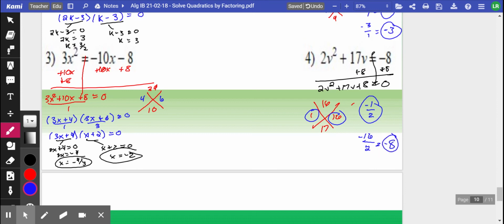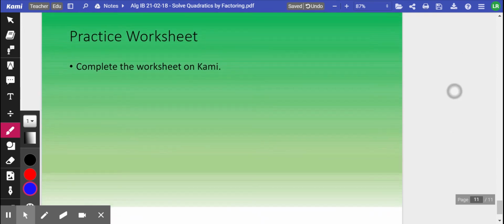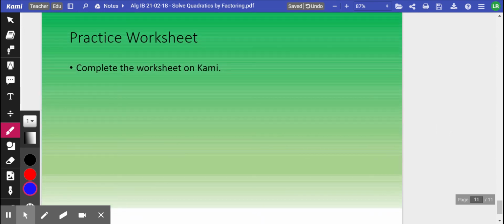Okay. Last thing you'll need to do is you are going to have a worksheet that is on Canvas. So go ahead and complete that worksheet. Once you are done, make sure you are checking your answers as you go. On the worksheet, there are 8 problems.